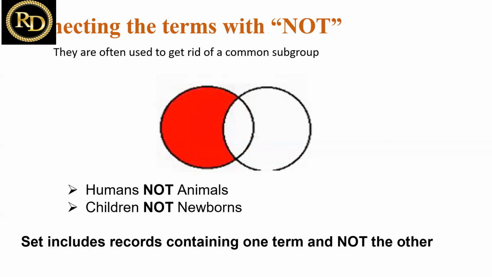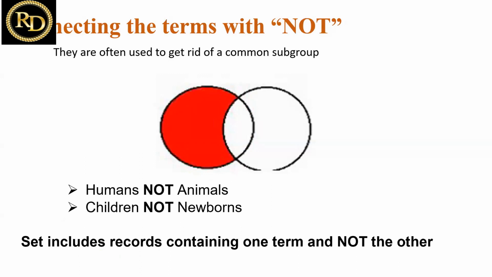Now connecting terms with not, it is often used to get rid of common subgroups. Mostly the not Boolean operator is not recommended, but in some cases where we are getting a large number of results, like 10,000 or 15,000, in such cases we have to use the not Boolean operator. How do we use it? When we are looking for studies on humans but not animals, but in our search results we are getting studies on humans as well as animals.